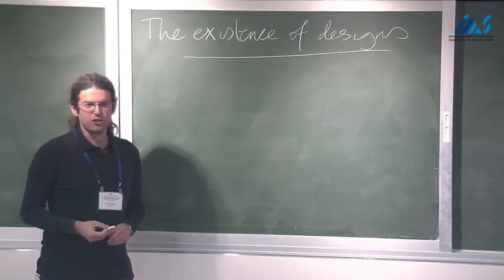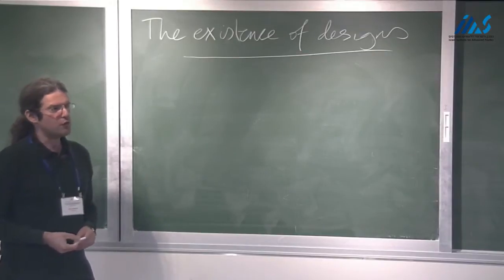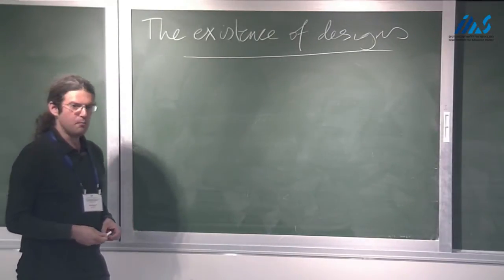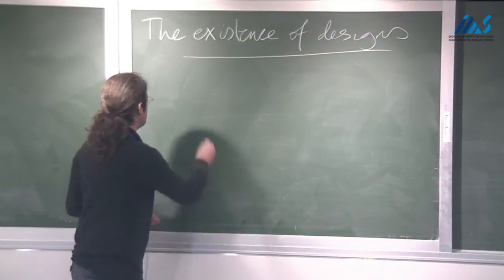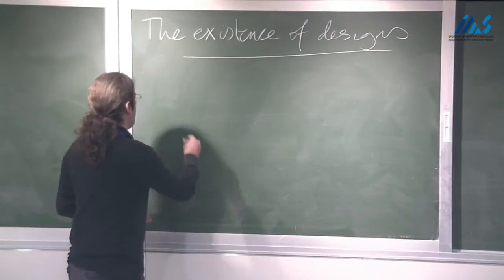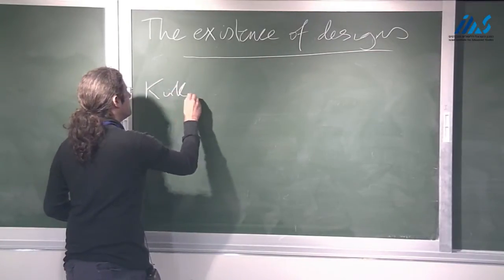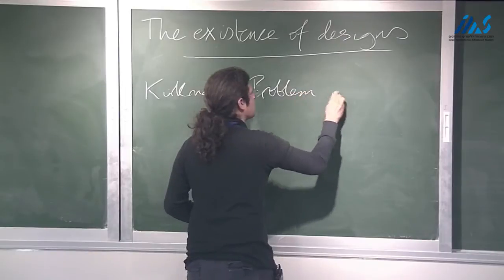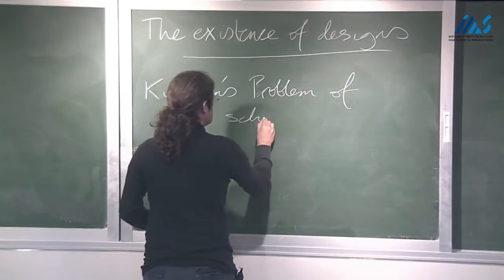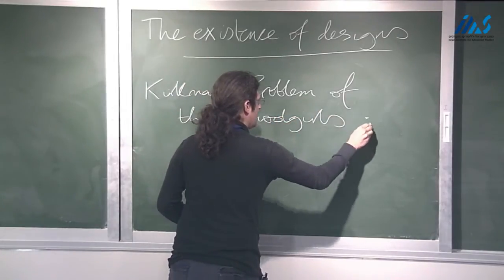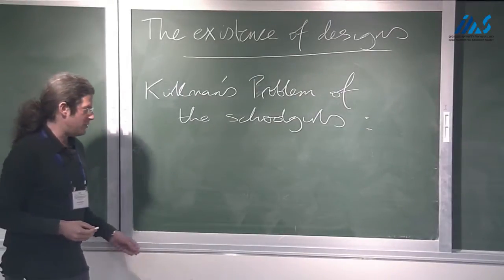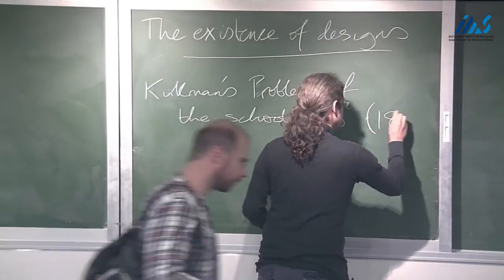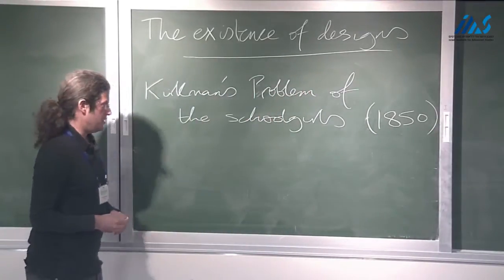So I'll start by giving you a historical introduction to this subject. The general problem first came to the attention of the mathematical community when the Reverend Thomas Kirkman posed a puzzle in an English journal, not a mathematical journal, more of a recreational journal. Kirkman's puzzle, or the problem of the schoolgirls. I'll phrase it in words, not exactly as he put it, but I'll paraphrase. 1850.